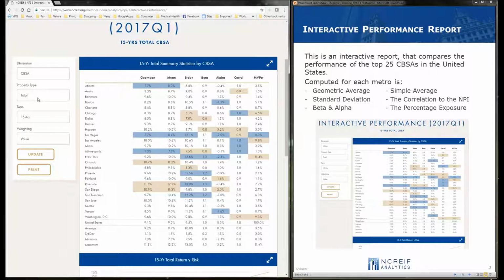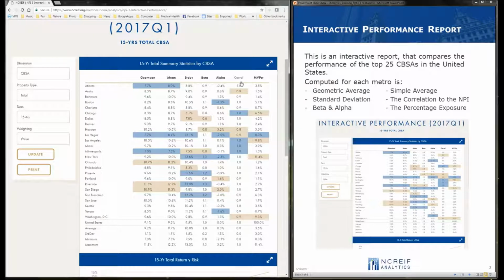On the right of the screen are the key tables and charts for the report. Analytics does all the heavy lifting for you. For this report, over 100,000 calculations are being performed. The first two columns show the geometric and arithmetic averages. The third column shows the volatility or the standard deviation of annual returns. The next two columns compute the risk-adjusted returns of the capital asset pricing model, or CAPM.